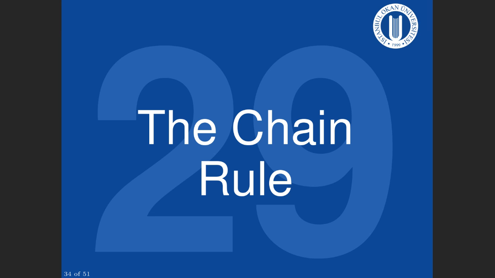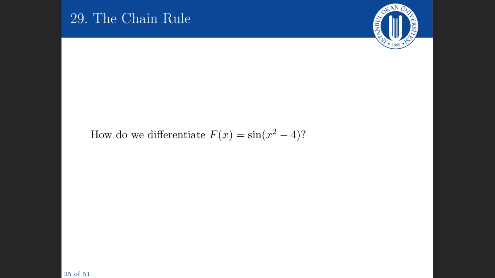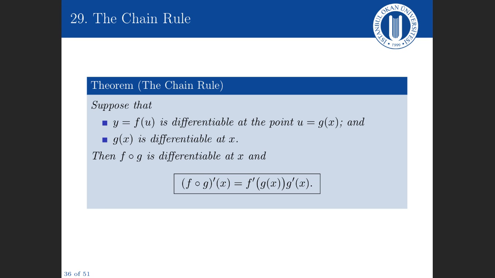And the final chapter that I'm talking about today is the chain rule. For example, the question we might be interested in asking is, how do we differentiate a function such as sine of x squared minus 4? How do we differentiate a function which is a function of a function? We use a rule called the chain rule.